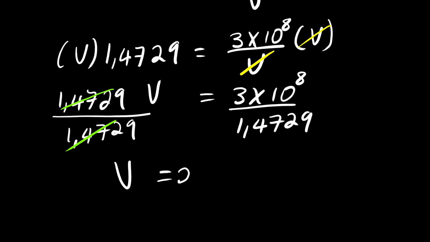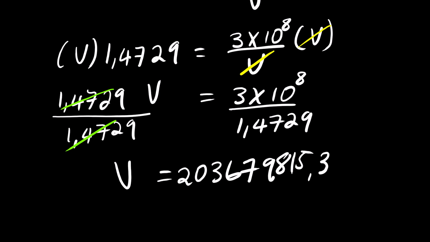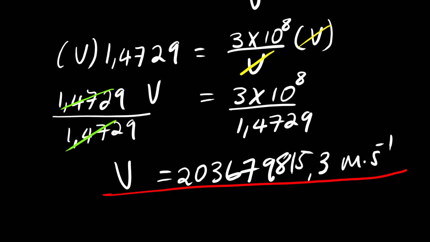So the speed of light is 203679815.3 meters per second. We are done with this question. Let us go to the next one.